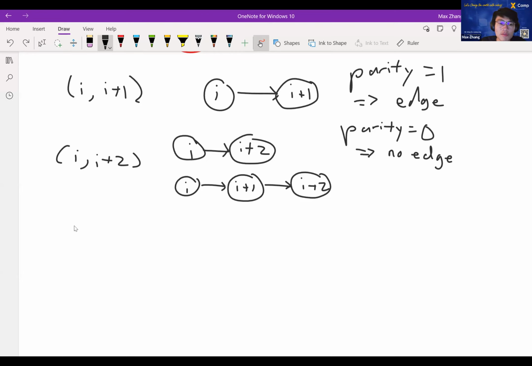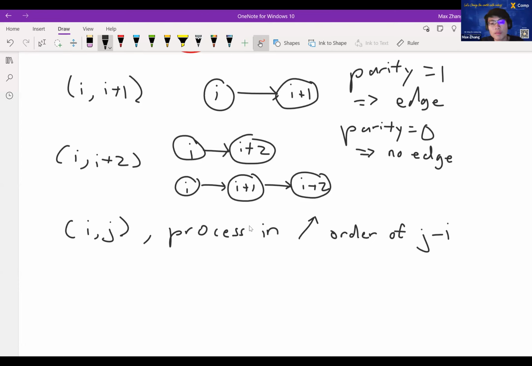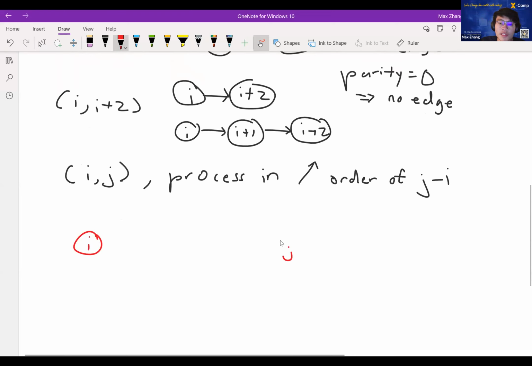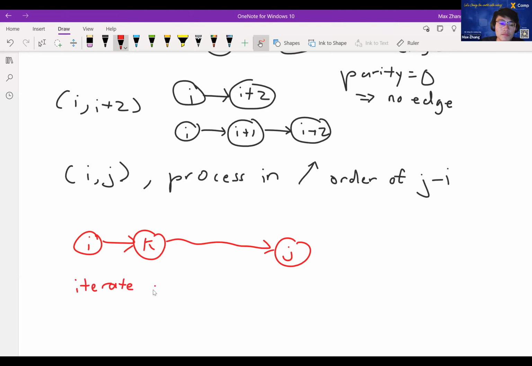So in total, suppose we have any I, j. I'm going to process these in increasing order of j minus I. What I'm going to do is essentially from I to j, first consider the case where there is an intermediate vertex. So in that case, we're going to iterate on k. And to avoid overcounting, we're going to assume that k is the second vertex on the path.